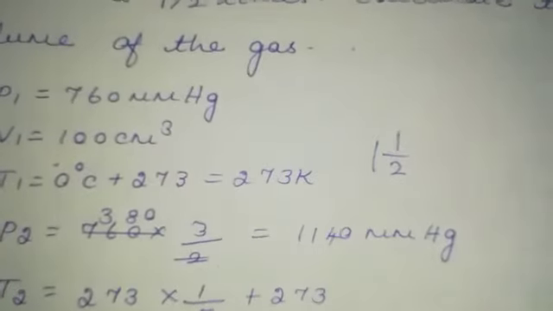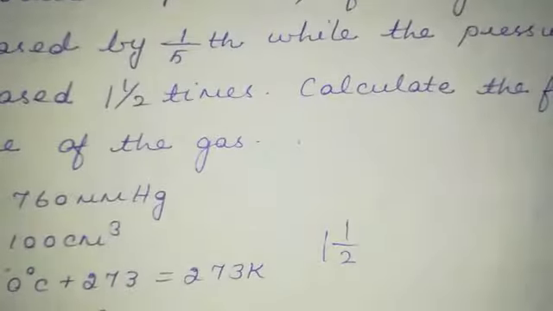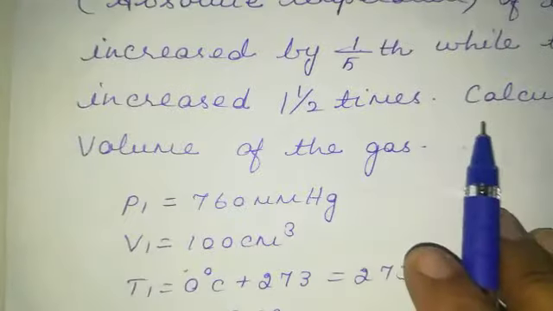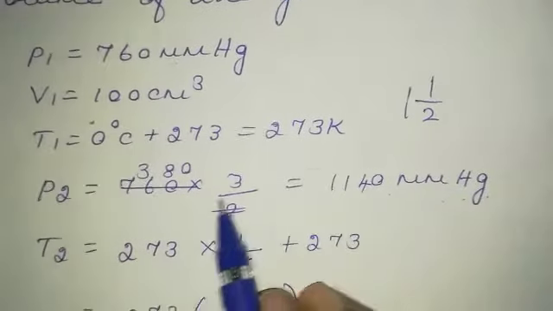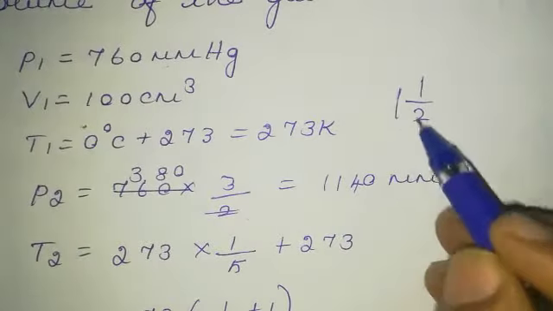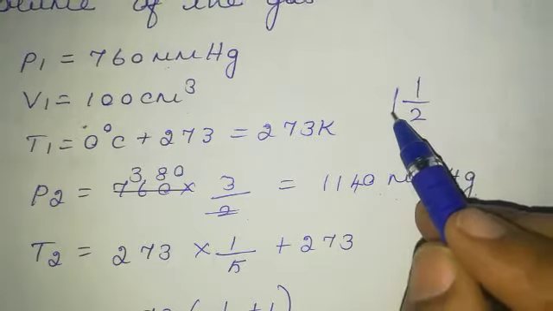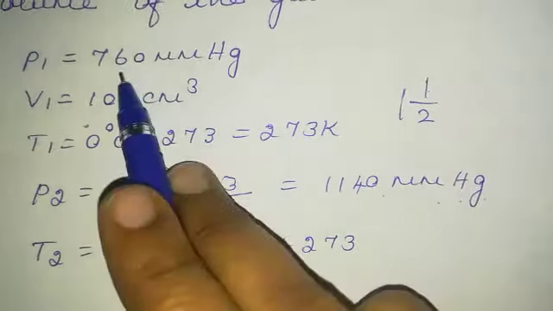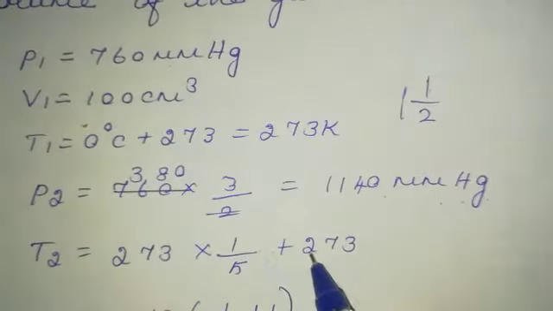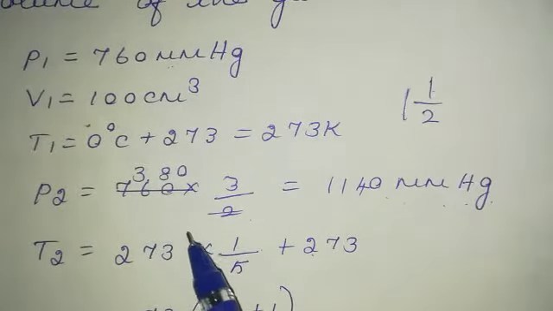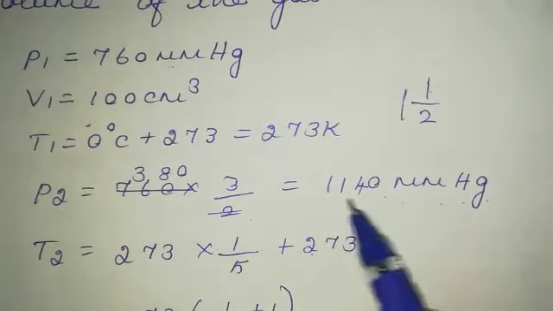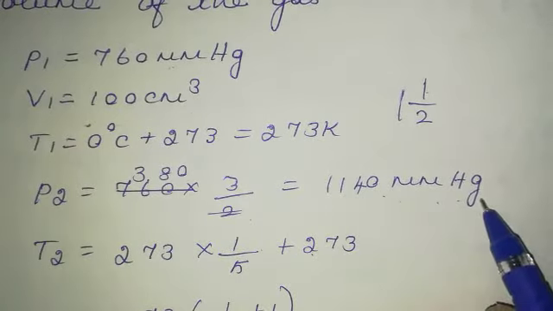Now coming to the final pressure: the pressure is increased by 1.5 times. 1.5 times means you make it an improper fraction: 2 into 1 is 2, 2 plus 1 is 3, so 3 by 2. The initial pressure is 760, which you have taken here. We have made the change in temperature, and this also, the pressure value into 3 by 2. Your original pressure multiplied by 3 by 2, cancel it, and you get 1140 mm mercury.